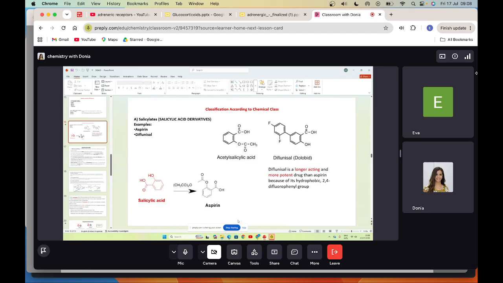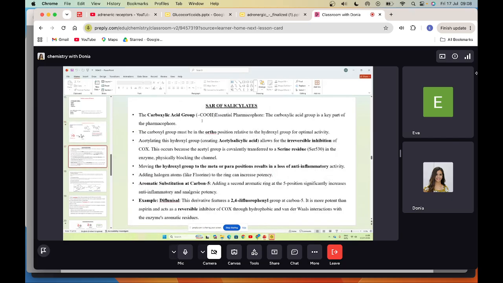So for now, for the acetyl salicylic acid, we have a carboxylic acid group, and in its ortho position, we also have the OH. If you can remember, we said the presence of the carboxylic acid group is highly essential. The acidic group is essential to undergo ionic interaction, right? So what does the acetyl salicylic acid, or the aspirin, do? It causes irreversible inhibition of COX. If you are asked how, it transfers the acetyl group to the serine amino acid within the enzyme, blocking the channel for a long duration of action.